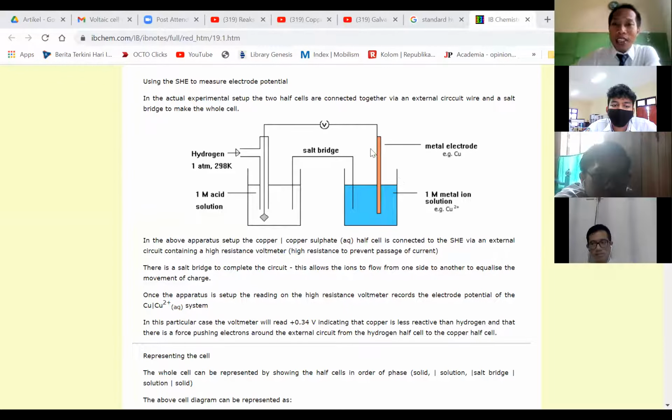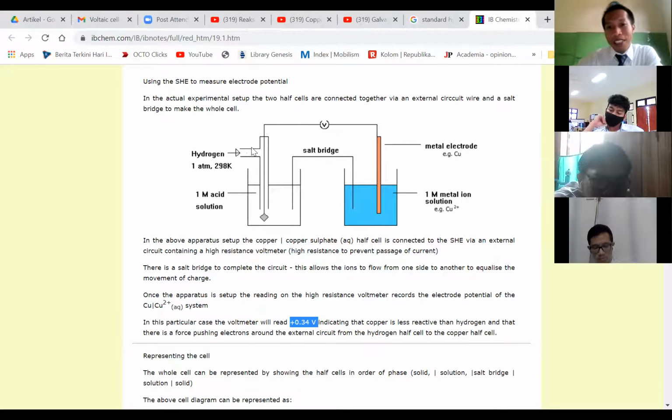And on the right side, for any other metal here, the E0 reduction will be found. For example, if I'm using copper here, the voltmeter will show you 0.34. What does it mean? It means that because SHE is the standard, which is 0, the E0 reduction of copper will be 0.34.